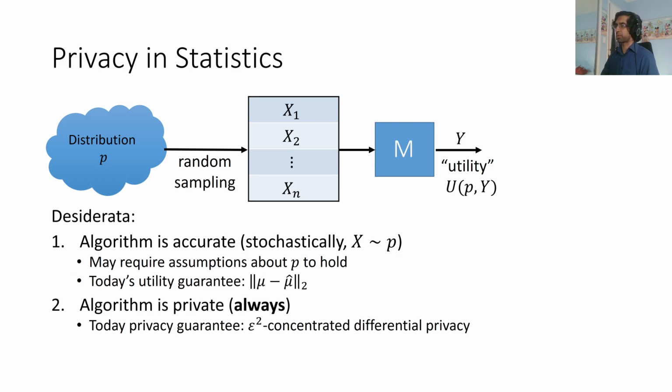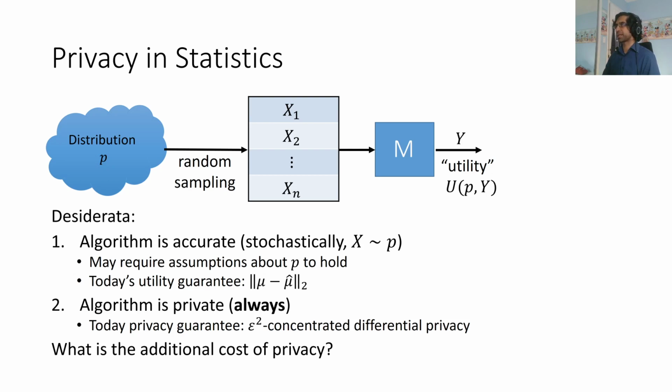And like I said, today we're going to want epsilon squared concentrated differential privacy. That is a type of differential privacy. And the question that's always at the back of my mind when looking at this type of problem is, what is the additional cost of privacy? That is, one is the classical setting, but how much more data, or what more, is needed in order to solve 2 in addition to 1?